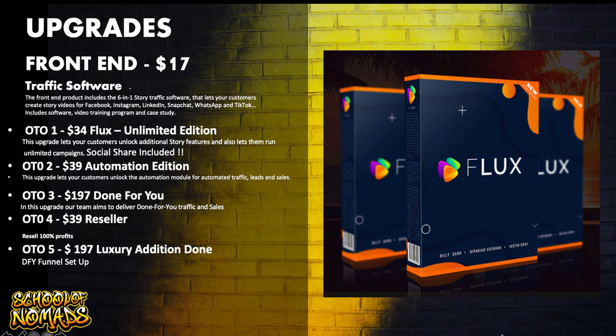Then you got $39 for an automation edition. Then you got OTO 3, $197, done for you. Apparently there's some done-for-you traffic and sales that they set up for you. $39 is a reseller license. You can actually resell this product for yourself for 100% of the profits. And $197 you got done-for-you funnel setup.